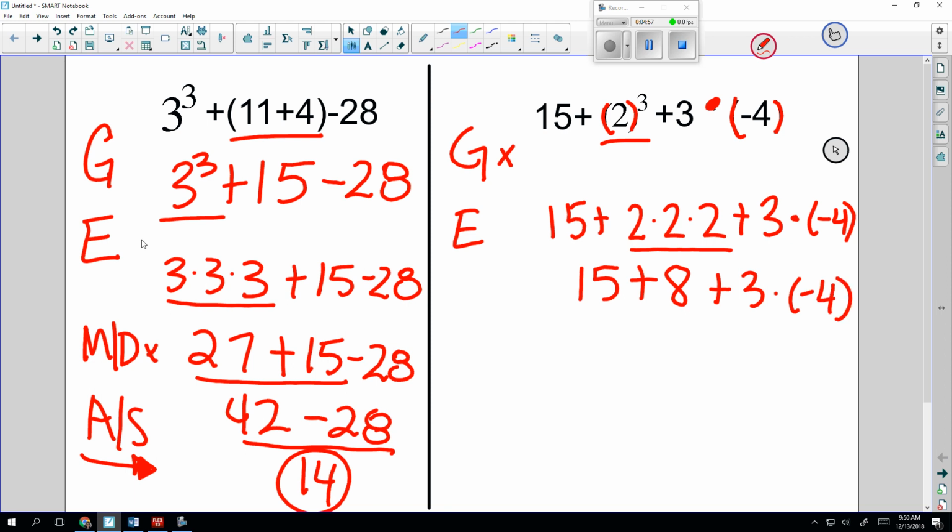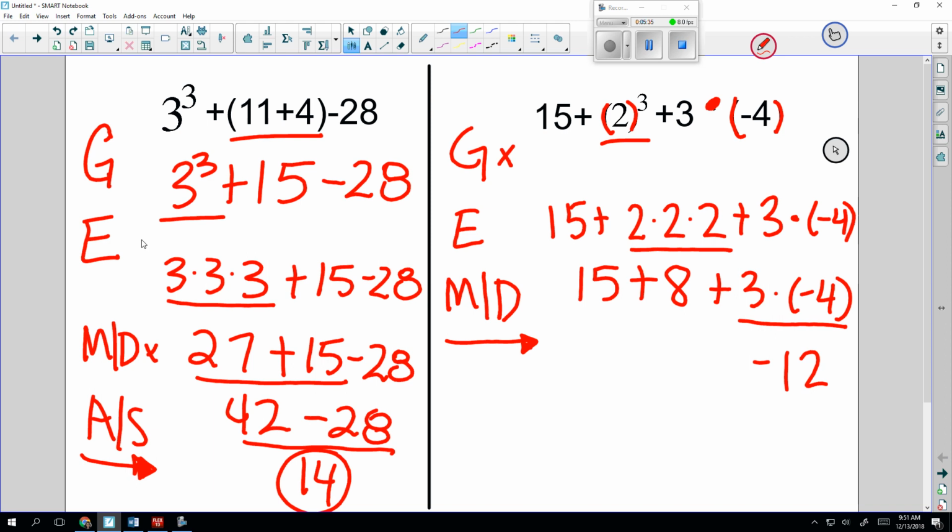Okay. Are there any more exponents? No. What's the next step? Multiply, divide. Which order do I go? Left to right. Okay. Is there any multiplication in this problem? Yes, there's one right here. And what is 3 times negative 4? Okay, I hear a very hesitant, negative 12. What's 3 times 4? 12. So what's 3 times a negative 4? Negative 12. Okay, this is where you've got to remember those integer rules.